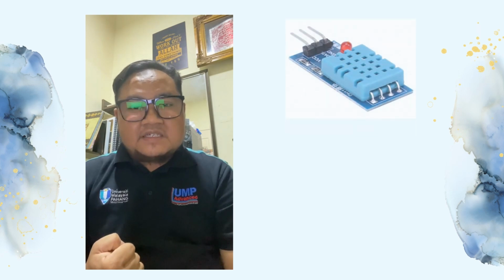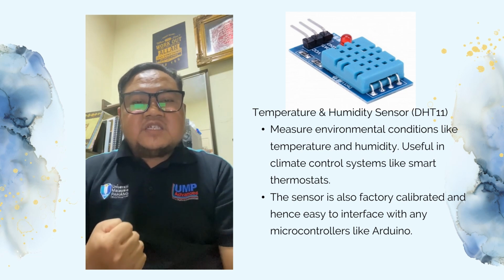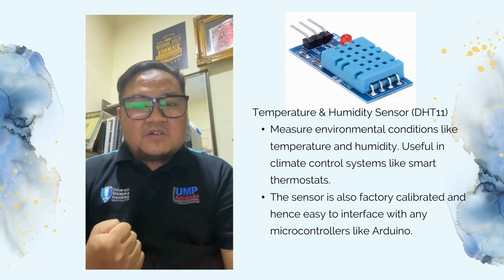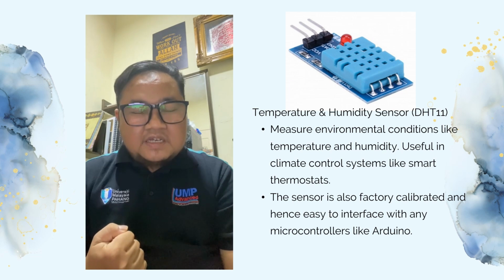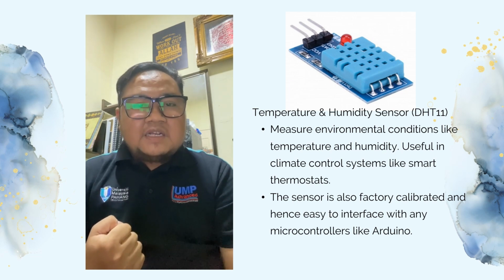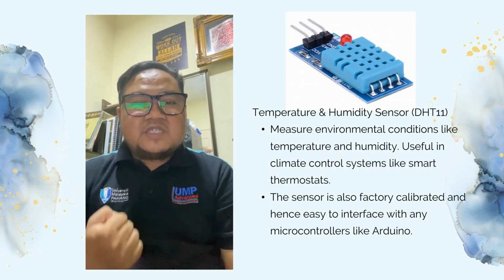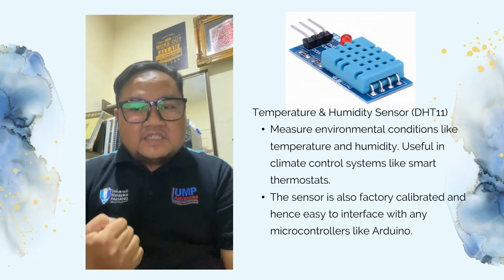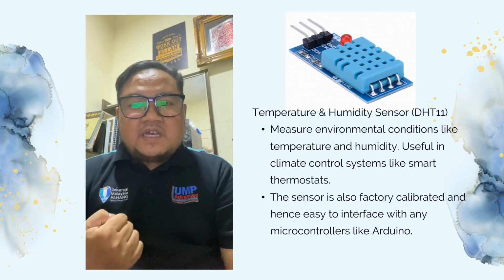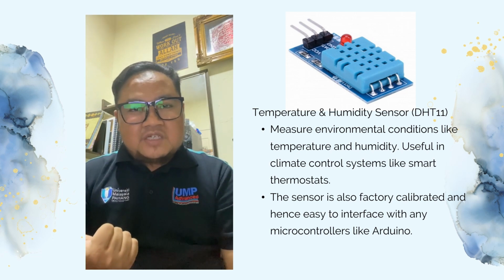Second sensor we are using is a temperature and humidity sensor, which is a DHT11. It measures environmental conditions like temperature and humidity. It is useful in a climate control system like smart thermostats. This sensor is also factory calibrated and hence easy to interface with any microcontrollers like Arduino, and also for ESP, like we're using ESP32.